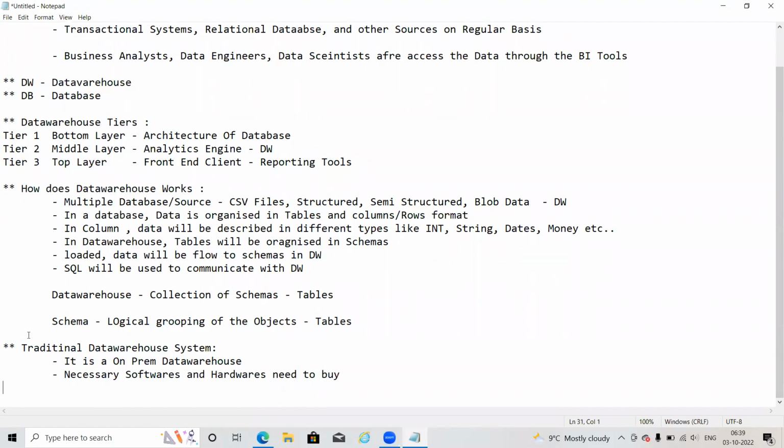To host or maintain your data warehouse in a traditional data warehouse, as an organization, let's consider we are running an organization, we need to build a data warehouse and store our business data into it. For that, you need to buy all the related software and hardware to store the data. It is your own responsibility to buy and maintain the hardware, and once you buy the hardware and software, you need to install and maintain all the software from your end.